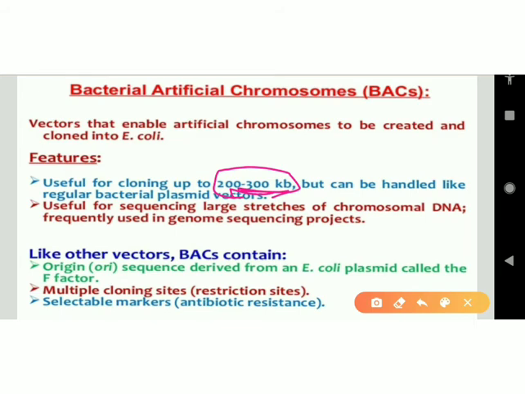Multiple cloning site or restriction sites. Bacterial artificial chromosome contains the multiple cloning site, but other vectors do not contain the multiple cloning site. Selectable marker, antibiotic resistance, ampicillin, penicillin, selectable marker is present in the bacterial artificial chromosome.